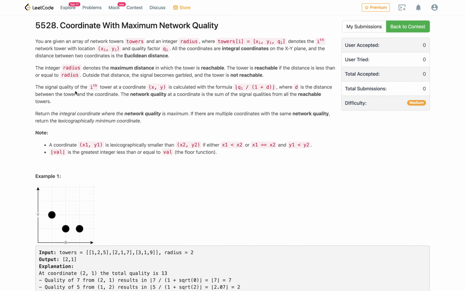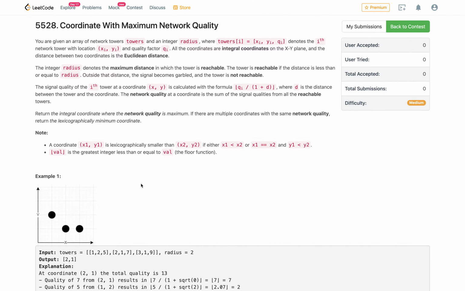Now the signal quality of the ith tower at a coordinate xi, yi is calculated as qi divided by 1 plus d, where d is the distance between the towers, and the network quality at the coordinate is the sum of the signal qualities from all the reachable towers.